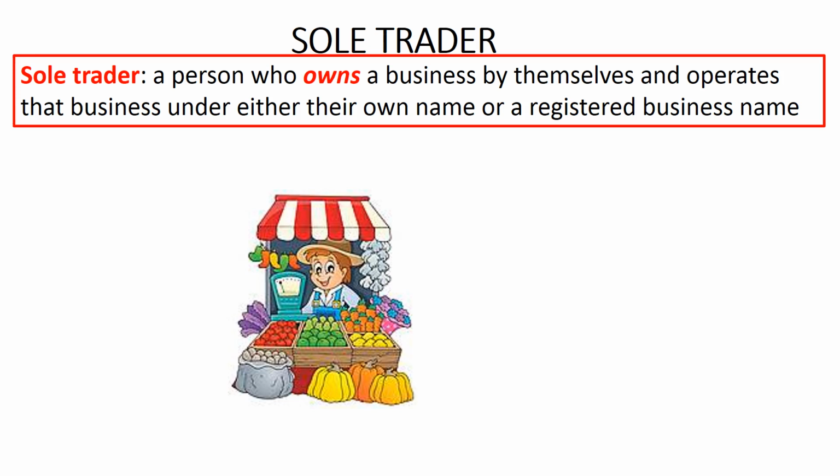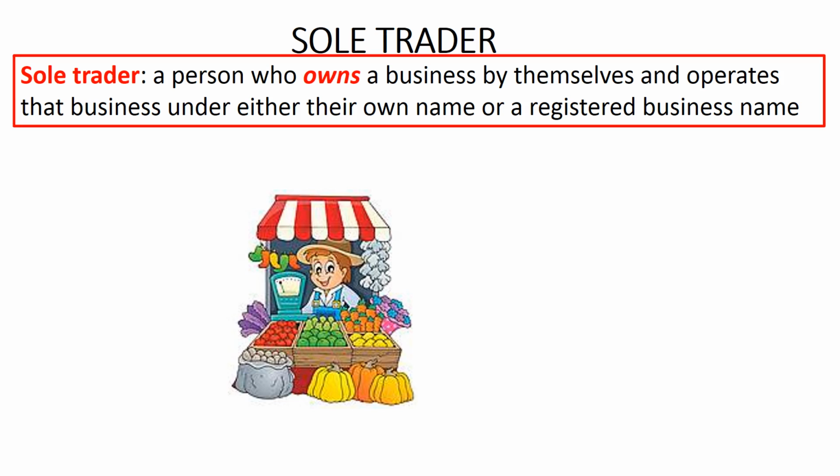The first type of business that you need to be familiar with is a sole trader business. A sole trader is a person who owns a business by themselves and operates that business under either their own name or a registered business name. The important word in this definition is owns. If you're ever asked to define a sole trader, make sure that you use the word owns in your definition.